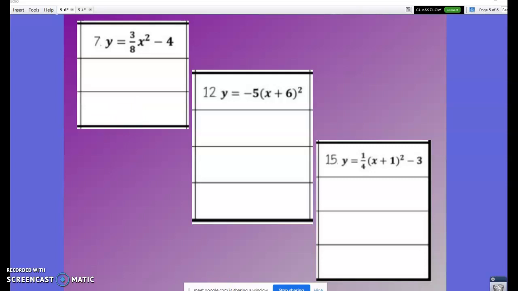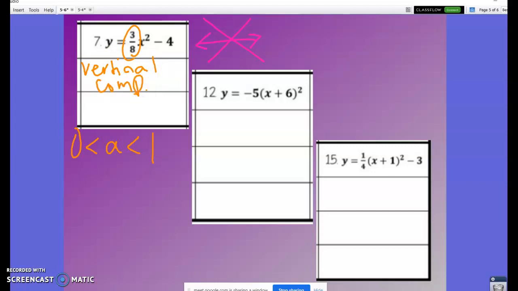All right, number 7 says y equals 3/8 x squared minus 4. Remember it said if we don't have the parentheses, it has no left or right translation, okay? So this one cannot be left or right because it has no parentheses. Because it has this 3/8, and that's an a value that is bigger than 0 and less than 1, it is going to be a vertical compression. And I apologize for my terrible handwriting on here.